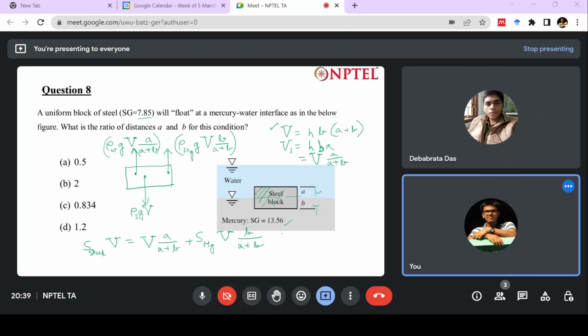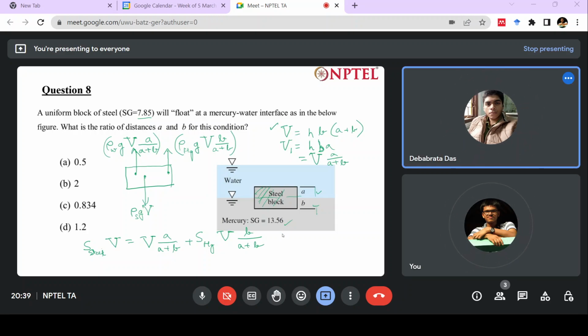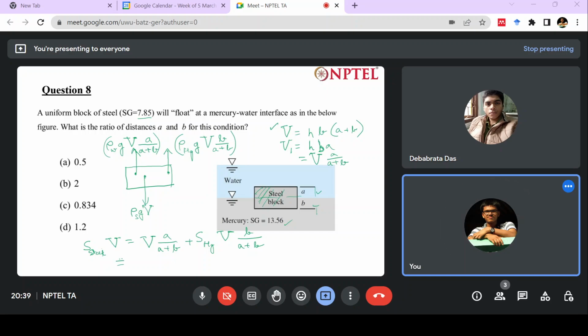So we can easily solve this. All the V will cancel because V is irrelevant; here we only need the ratio. I will put the specific gravity of steel as 7.85. Let me take A plus B to this side, and this side it will be A plus 13.56 into B.